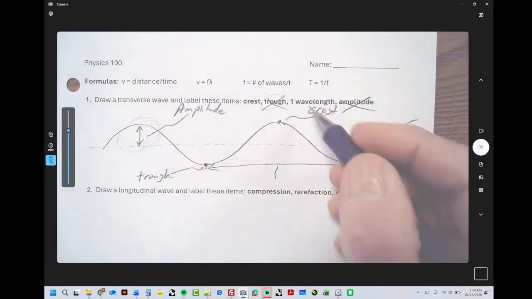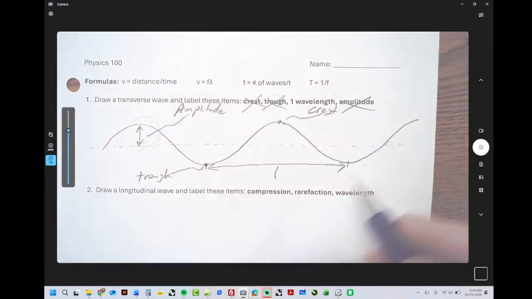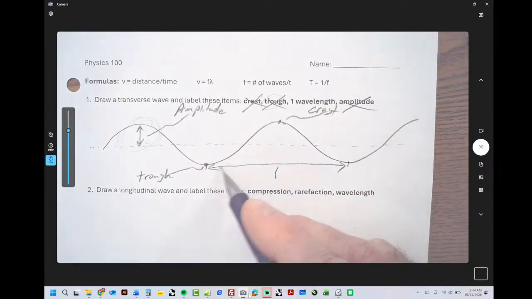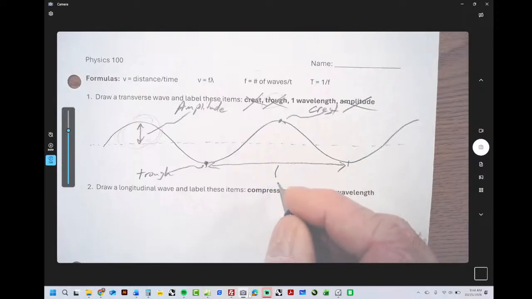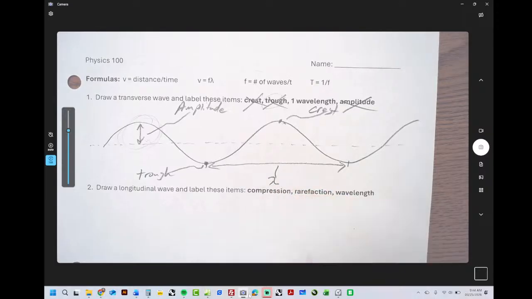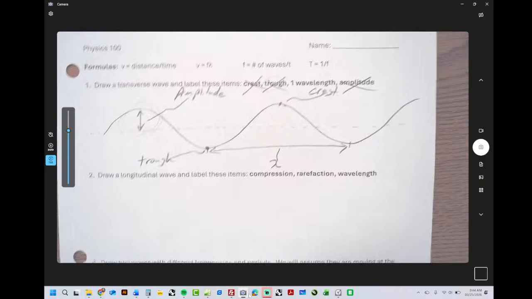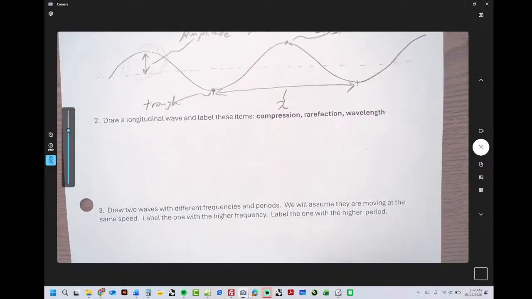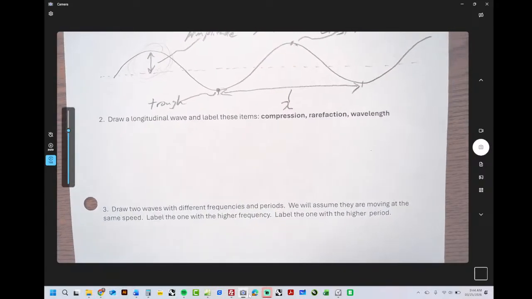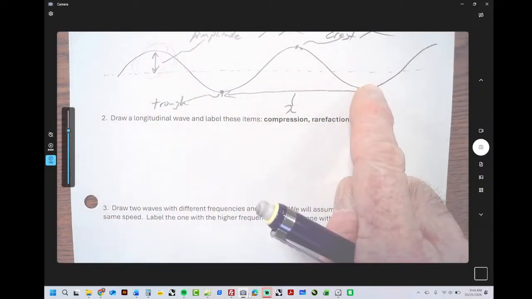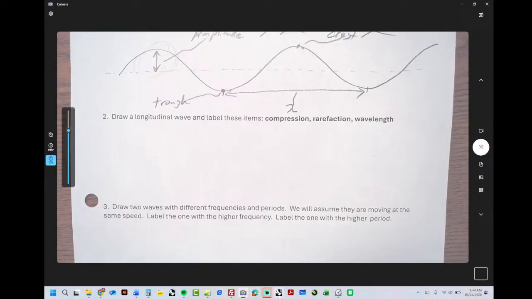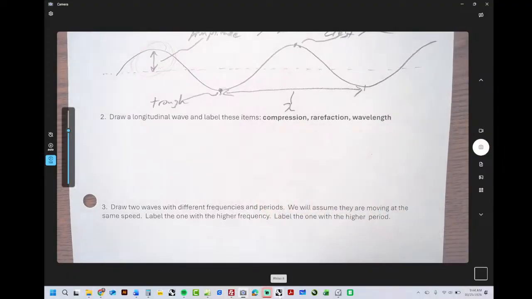And so this represents what? Crow. Wavelength. And for wavelength, if you just want to use the symbol, you could just do a lambda or write wavelength. All right. Take a second, think about this. This is a transverse wave. I want to do a longitudinal wave, and it's got to have these things in it.